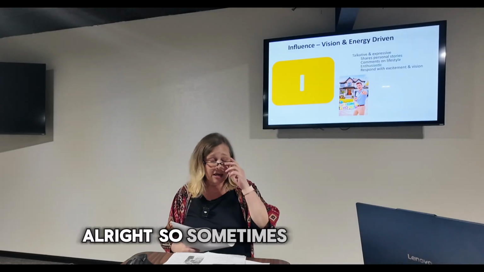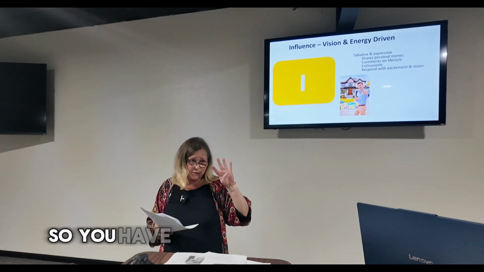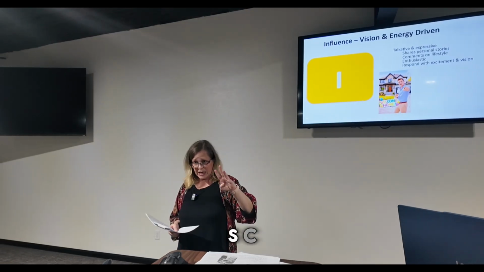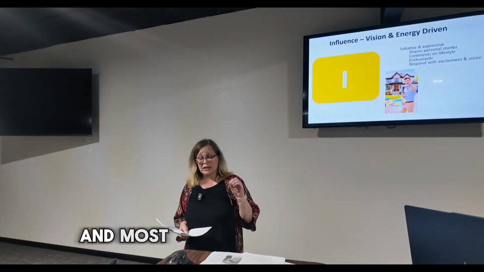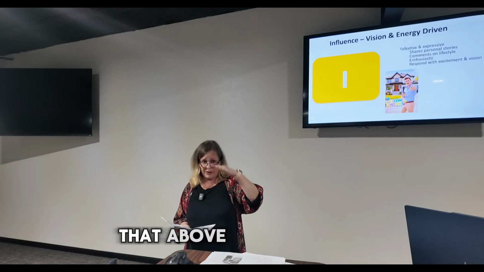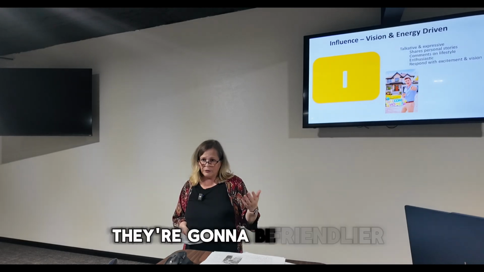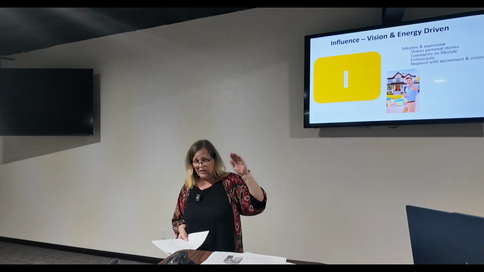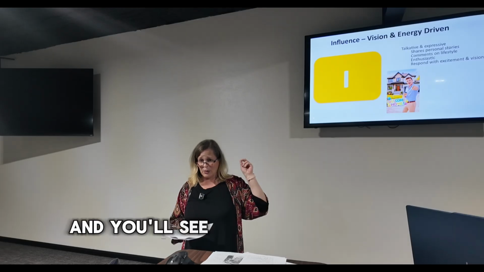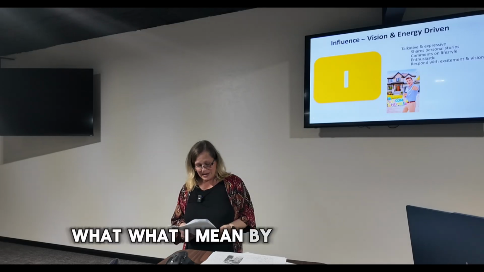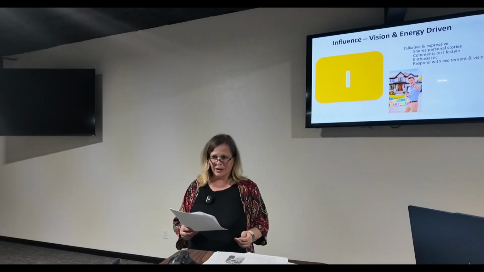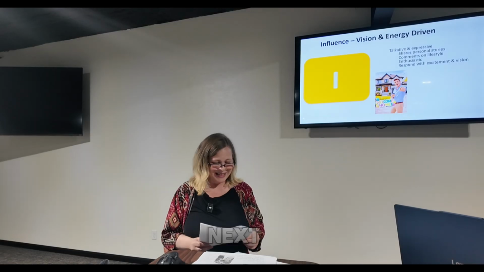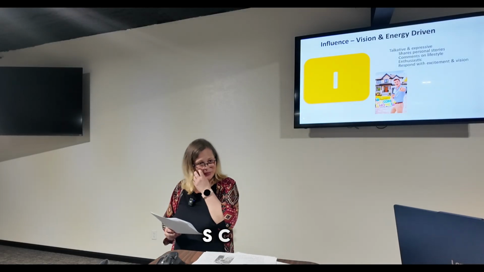All right. So sometimes a D and an I. So you have all four of these in you, D-I-S-C. And most Ds have an I in them too, above the line. So they're going to be friendlier, the D and the I, when they're higher. When you see a D and a C, they have conflict in their lives. So the D and the C are opposites, and you'll see when I have the C up there what I mean by that. All right. You look perplexed. SC? Yeah, your C? Next S, yeah. SC, yeah.